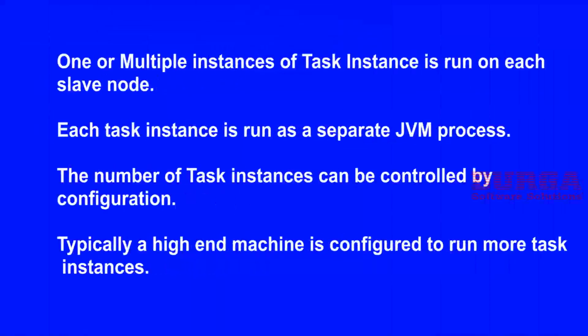One or multiple instances of task instance are run on each slave node. Each task instance is run as a separate JVM process. The number of task instances can be controlled by configuration. Typically, a high-end machine is configured to run more task instances.